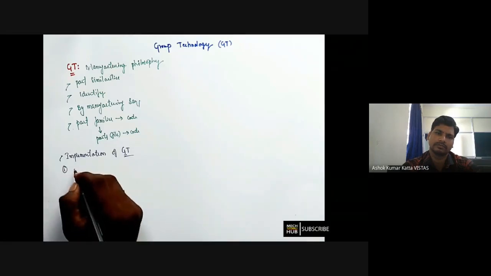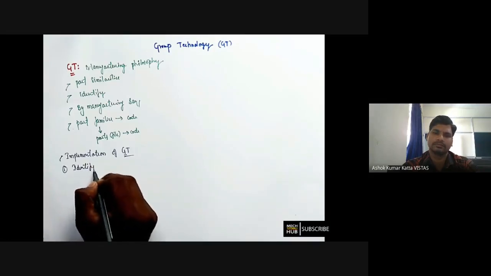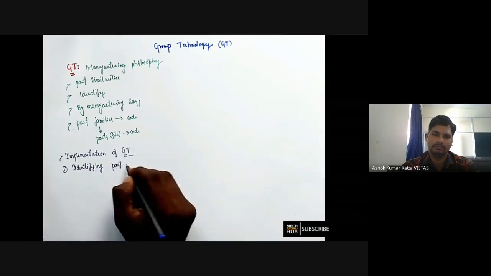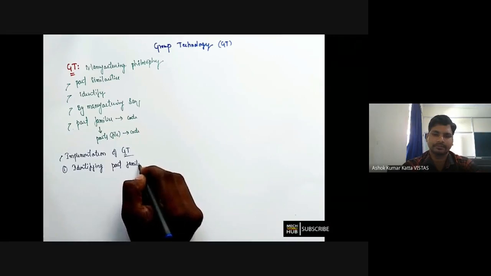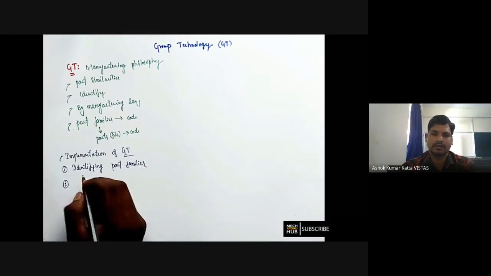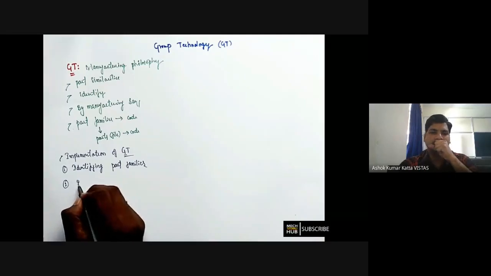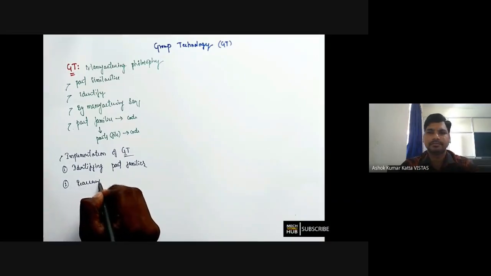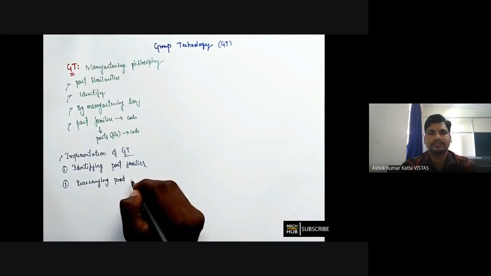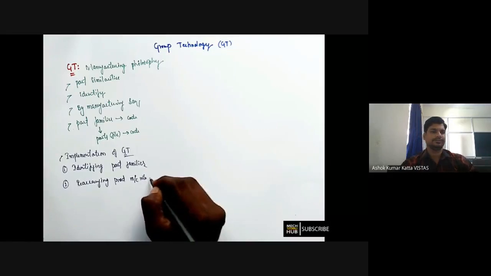Number one, identifying part families. Number two is rearranging production machines into cells.